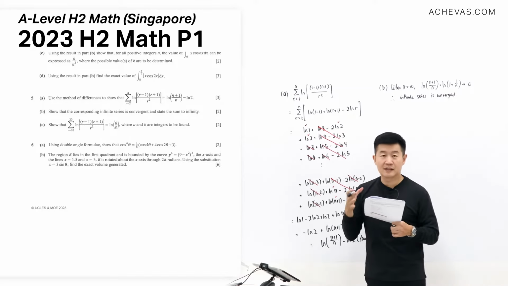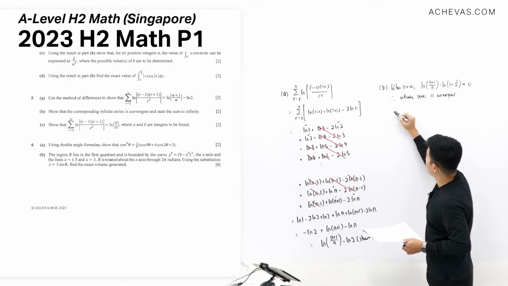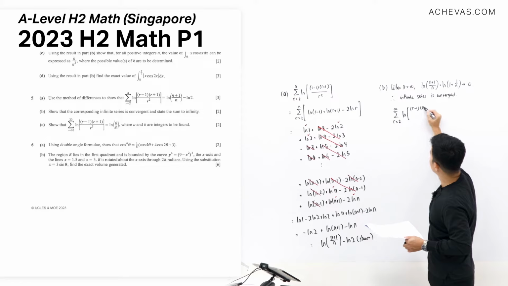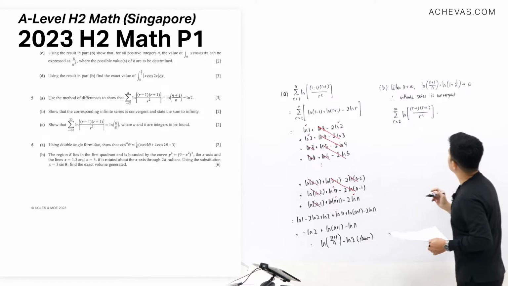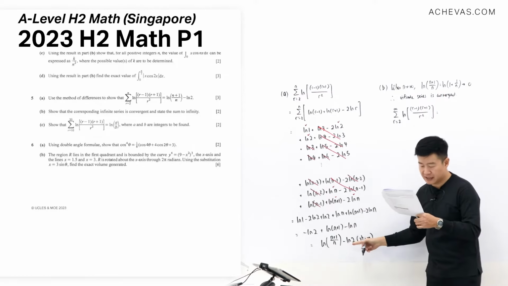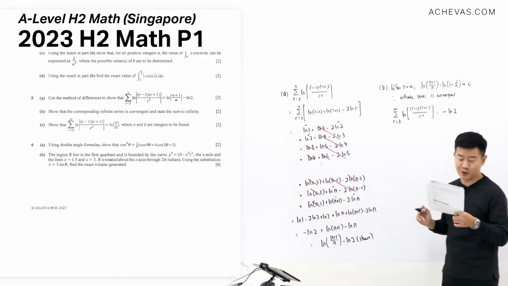Okay, and we want to state this evaluated sum to infinity. So that will be us trying to sum from r is equal to 2 all the way until infinity of ln of r minus 1, r plus 1 over r squared. And when this becomes 0, I'm going to be left with just negative ln 2. So my answer here is basically just negative ln 2.